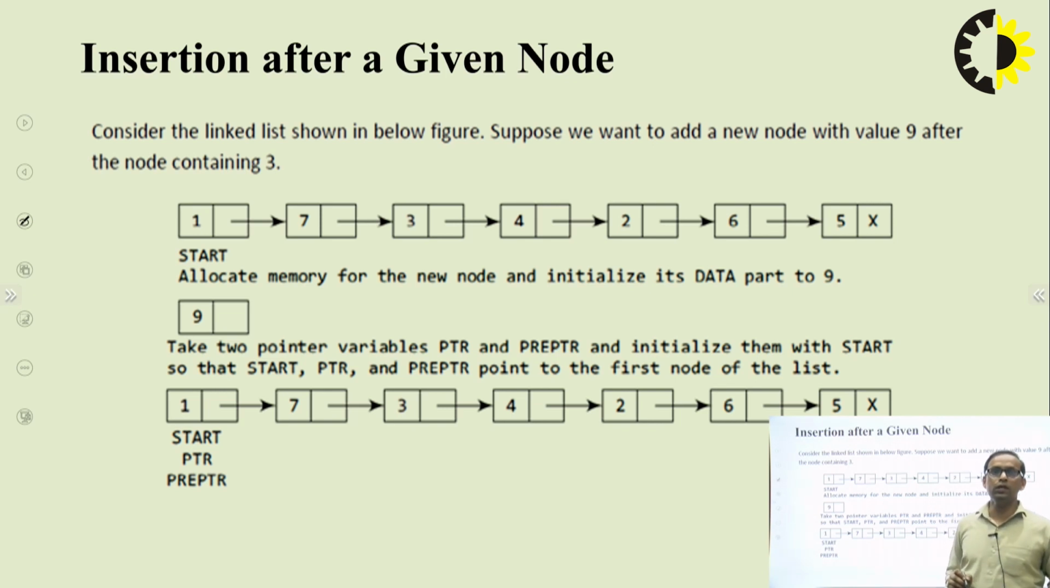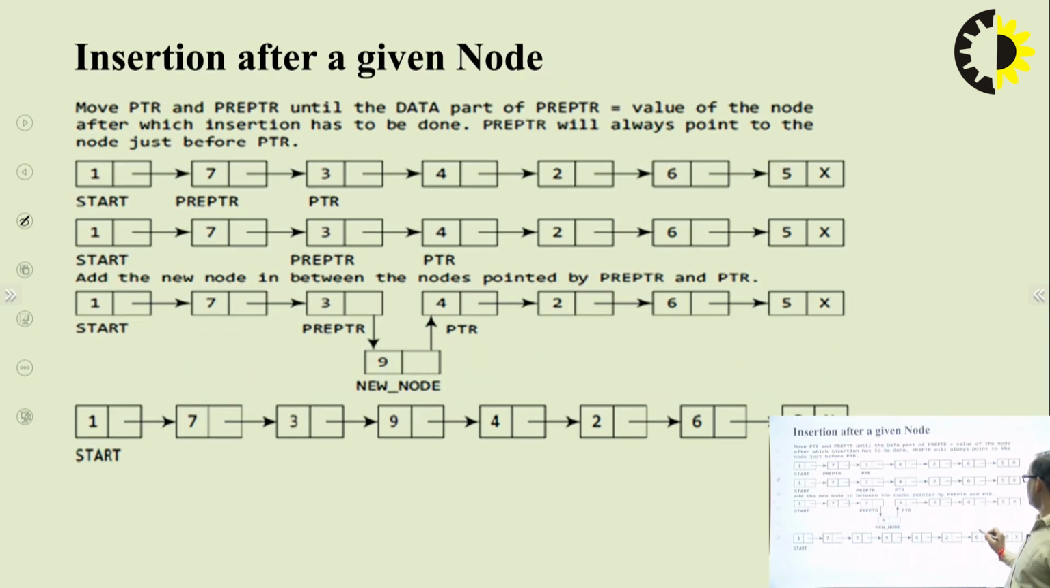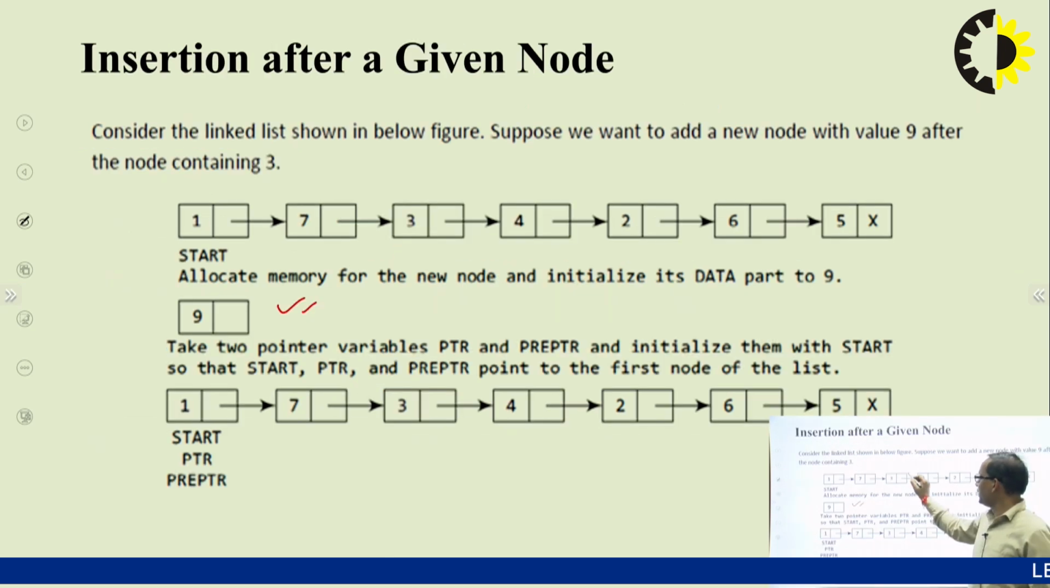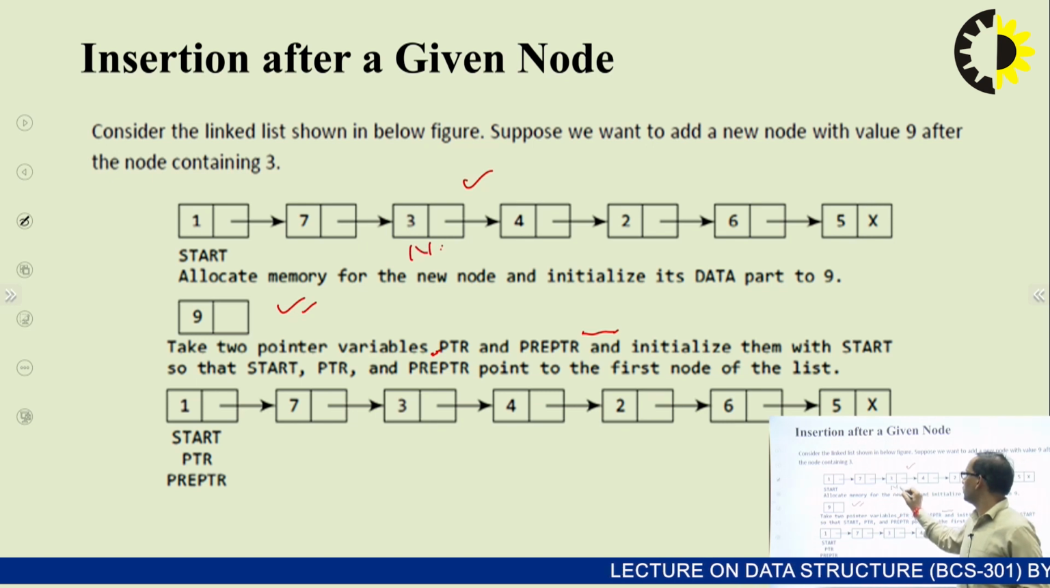If we want to insert the newly created node after a given node, what will happen? Suppose this is the new node and we are going to add it after node 3. So this is the given linked list and this is the new node, and we have to add this node after node 3.